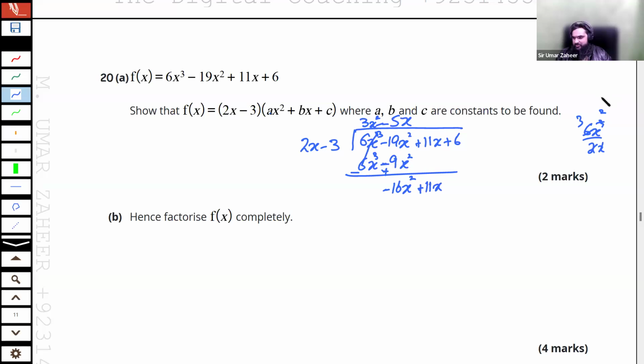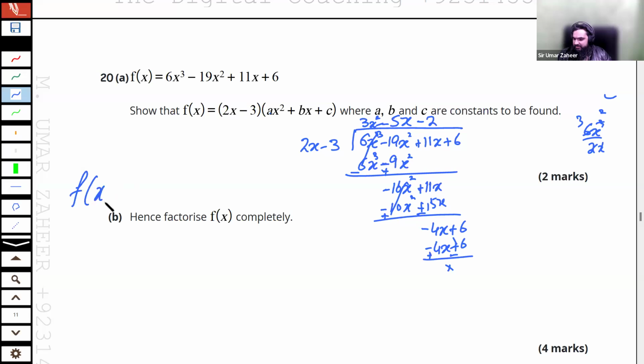Obviously, if you have practice, there is no need to do the rough work, you can do it directly. 2 times minus 5 is minus 10x squared. Minus 3 times minus 5 is plus 15x. Change the sign, this cancels out. We have 11 minus 15, it will be minus 4x plus 6. Now minus 4x divided by 2x will be minus 2. So 2x multiplied by minus 2 is minus 4x. Minus 3 multiplied by minus 2 is plus 6. Now change the sign. So look here, you will get the quadratic part.